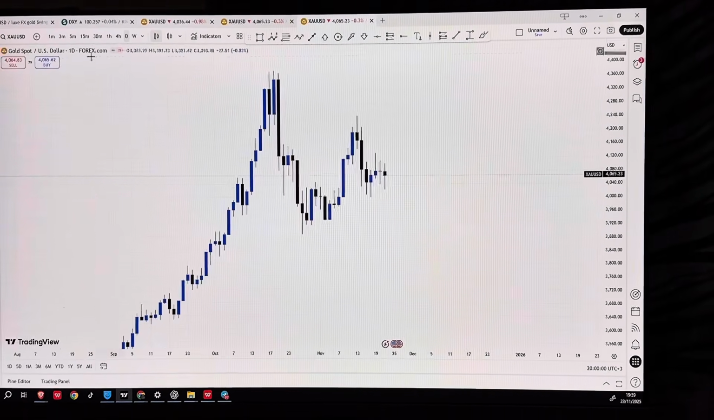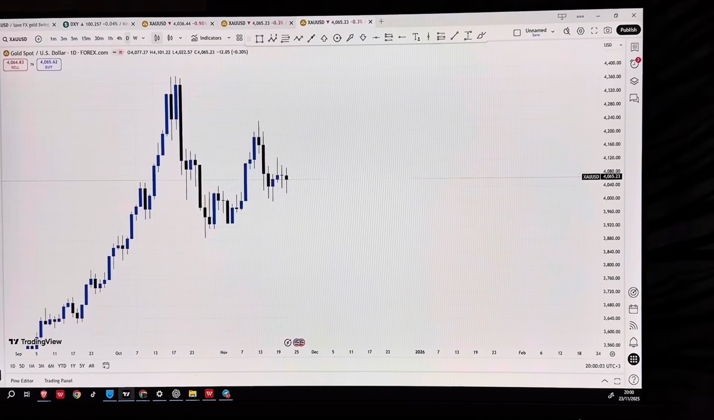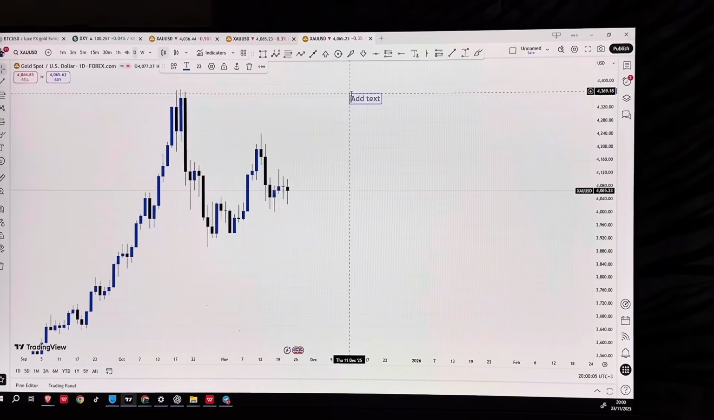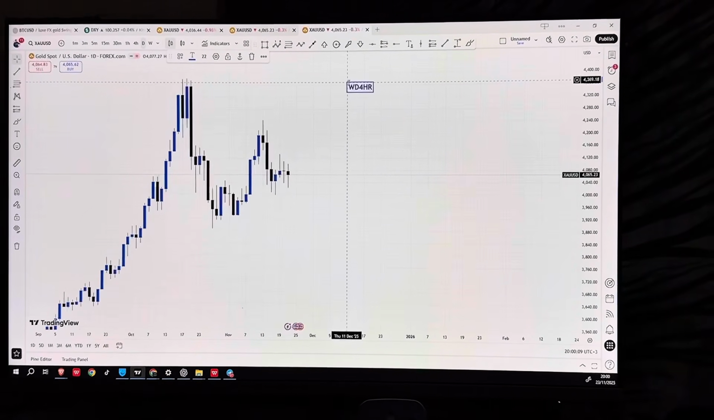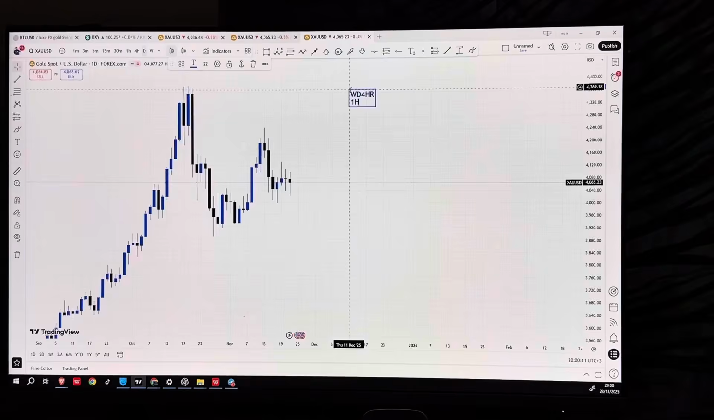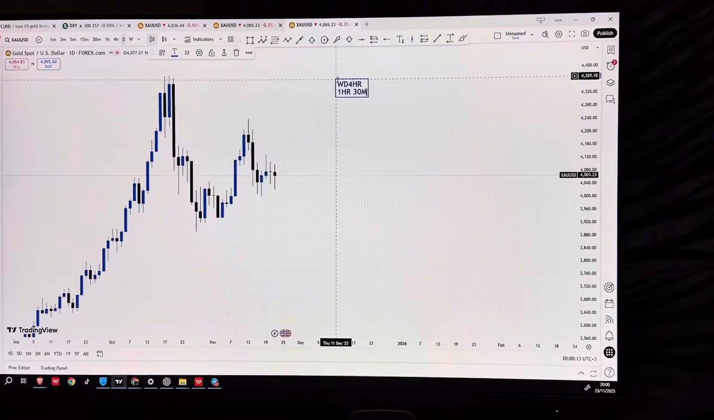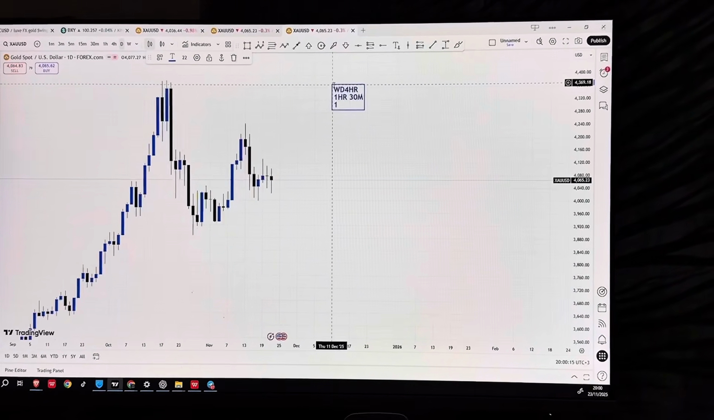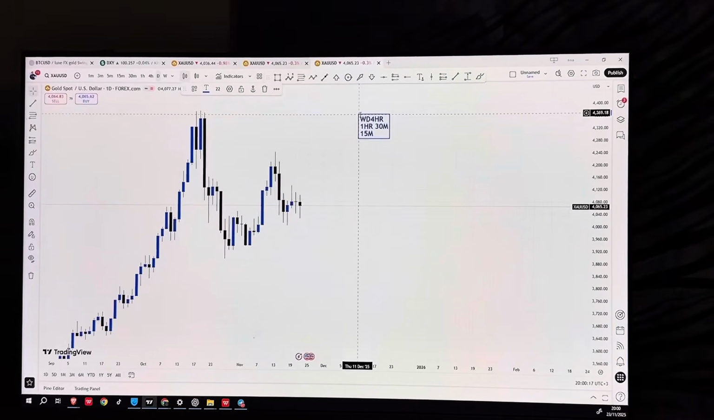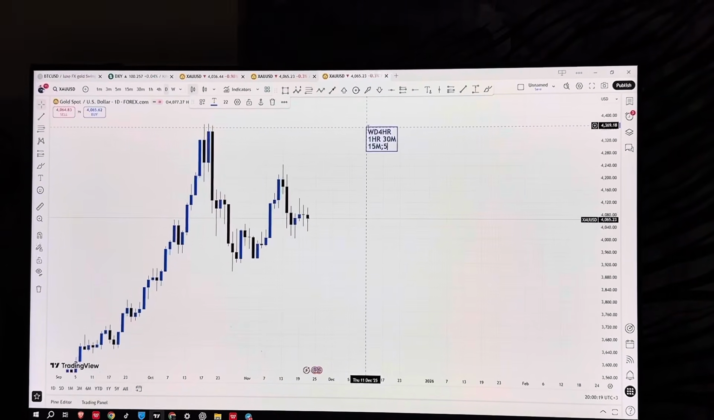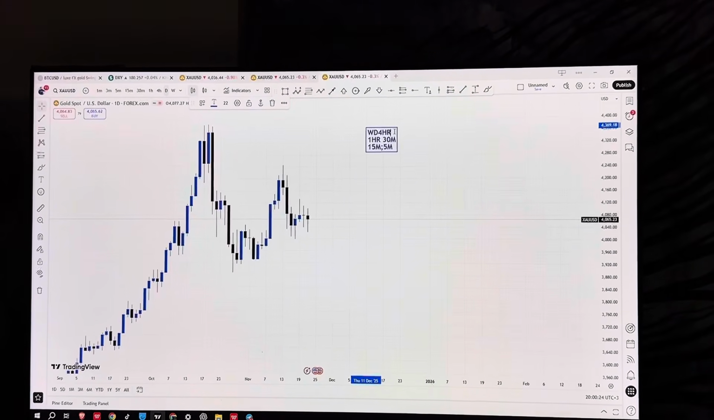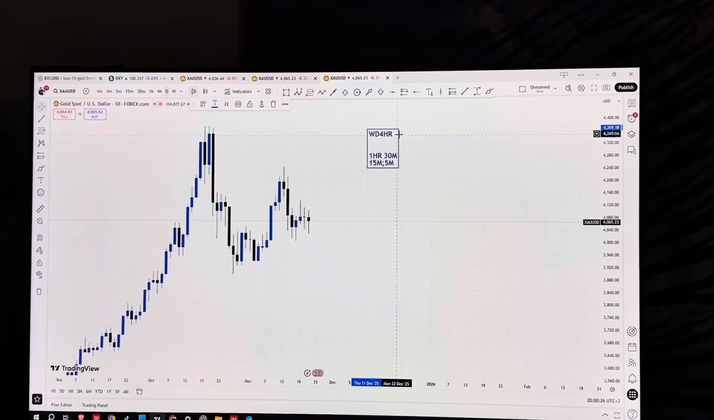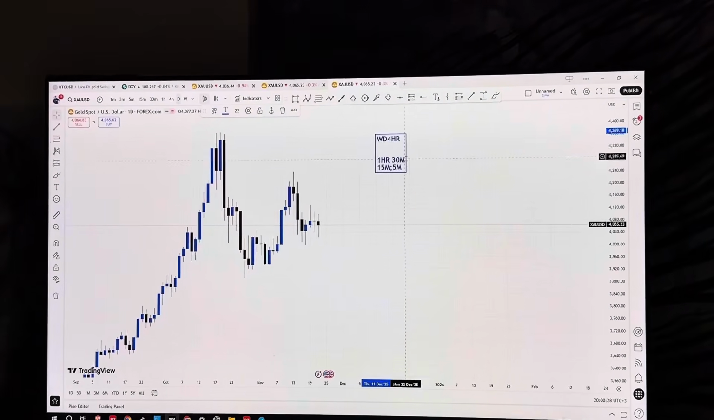So I told you people we are having weekly, daily, and 4 hour as our higher time frames. Here we look for what? Market structure. It's in my previous video, you can go and watch.